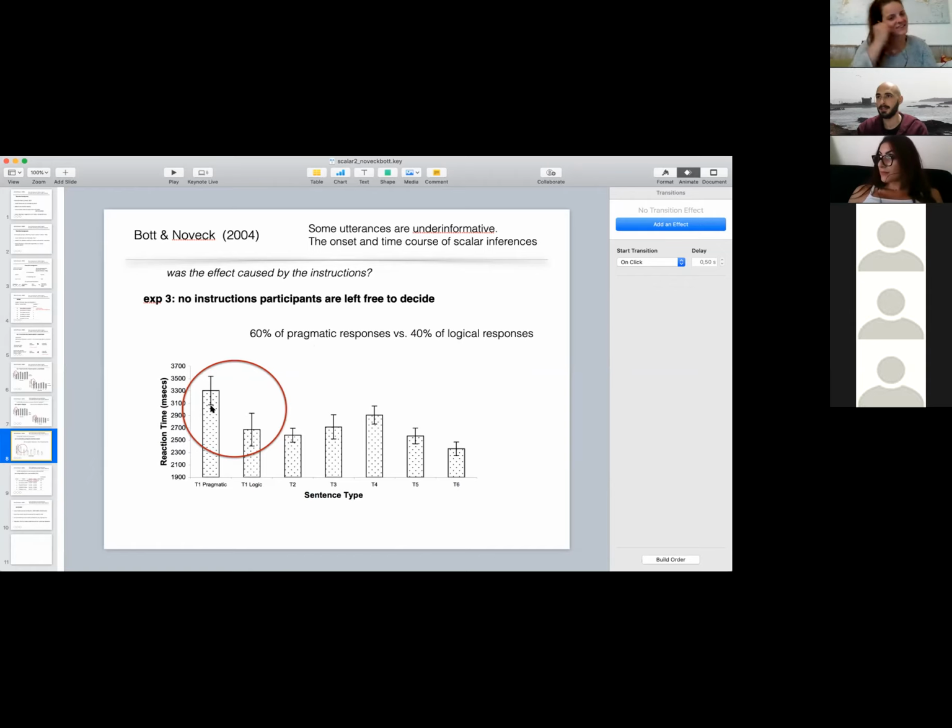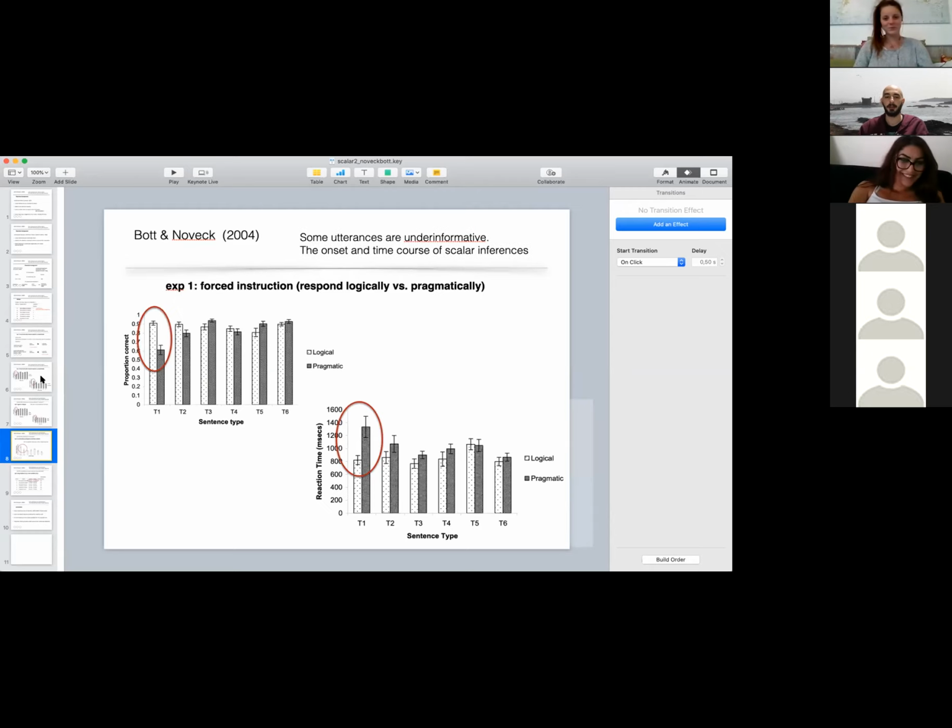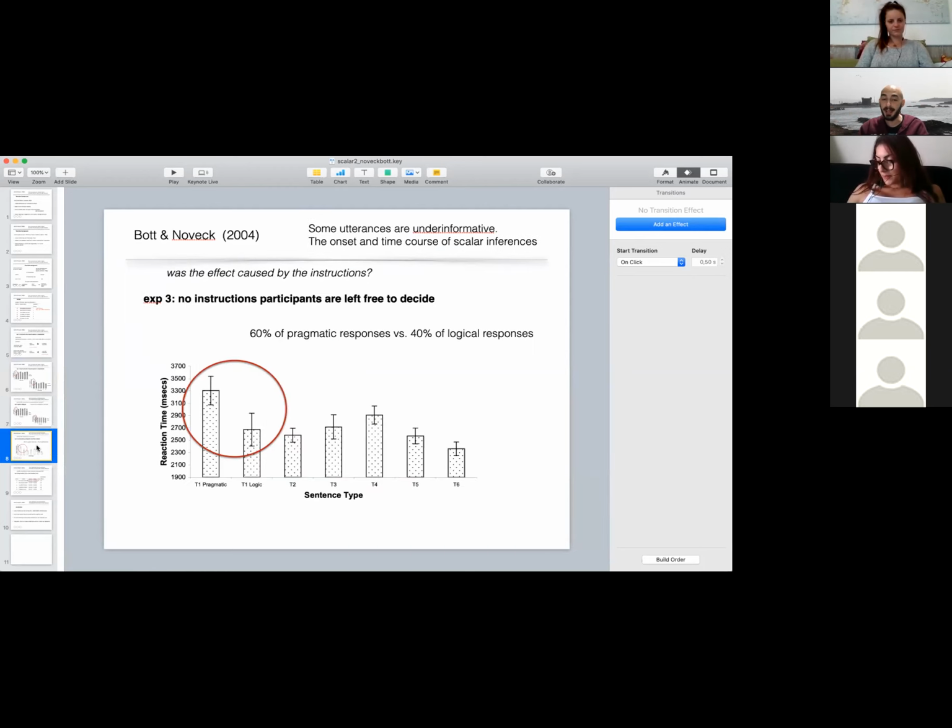I mean, don't worry, this is confusing, especially the first experiment. But now that I told you this, you see also why the first experiment was kind of in the same direction. So when you force people to answer pragmatically, you're going to have higher response time. When you leave people free to decide and they answer pragmatically, then you're going to have a penalty again, okay? So this suggested that it's really when you compute the implicature that you spend time. When you don't compute the implicature, you're just fine, okay?